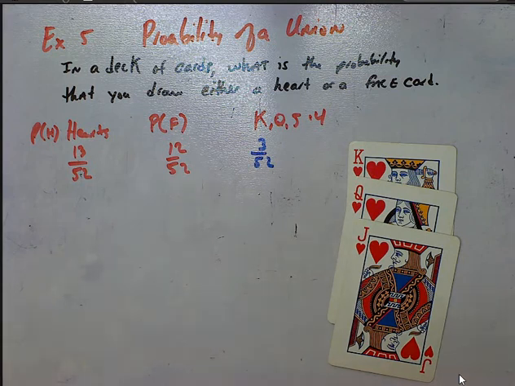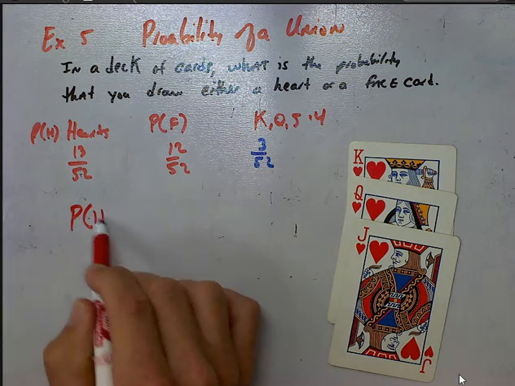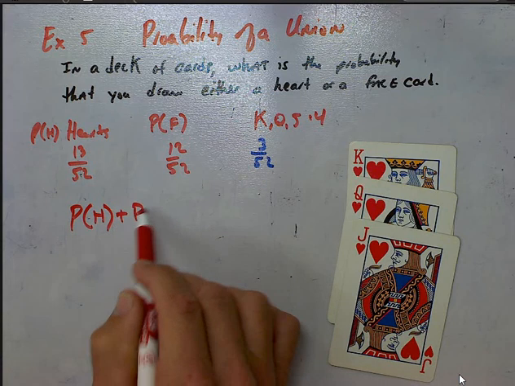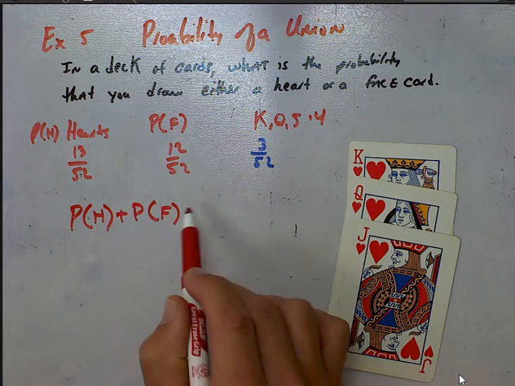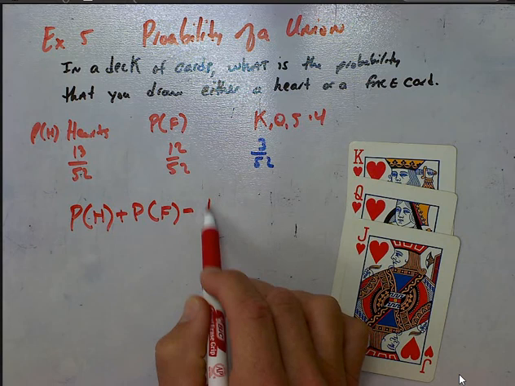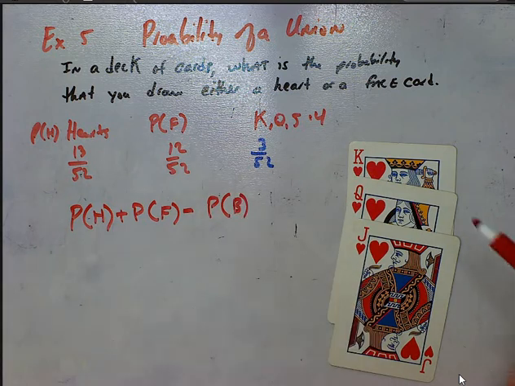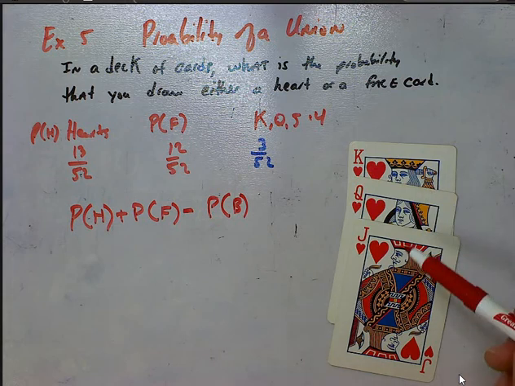You would find the probability of it being a heart, you would add the probability of finding the face card, but you would have to subtract the probability of it being both. Since there's 3 cards that are both, we have to subtract that out.